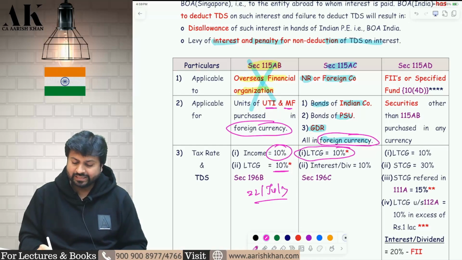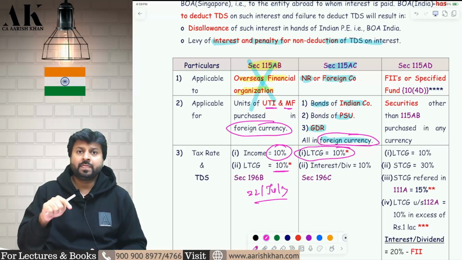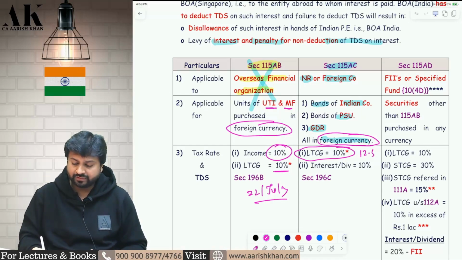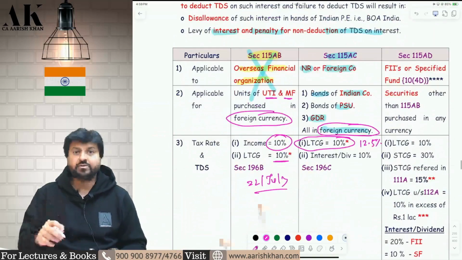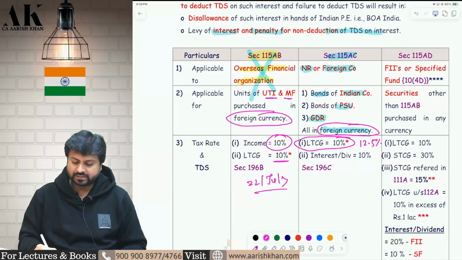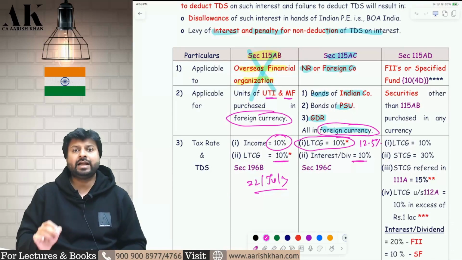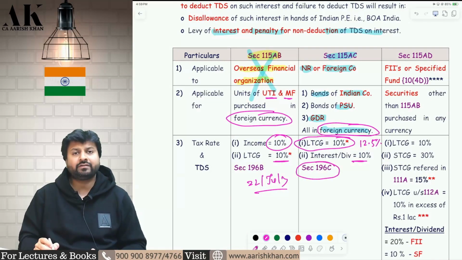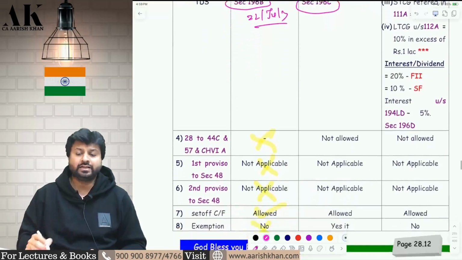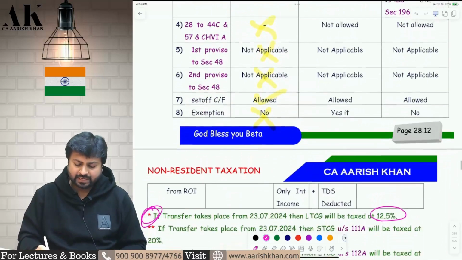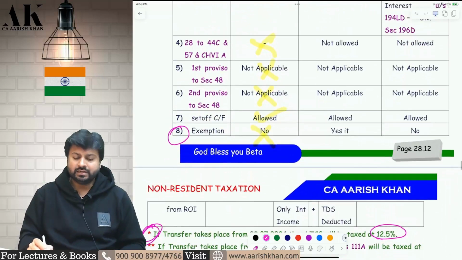Here also till 22nd July the tax rate is 10%. From 23rd July the tax rate has become 12.5%, for which there is an asterisk over here. You can see over here. Interest and dividend income will be taxable at 10%. TDS will be deducted under 196C. In the previous section, TDS is deducted under 196B. The rest is all the same except the last point, the exemption point, which is different.